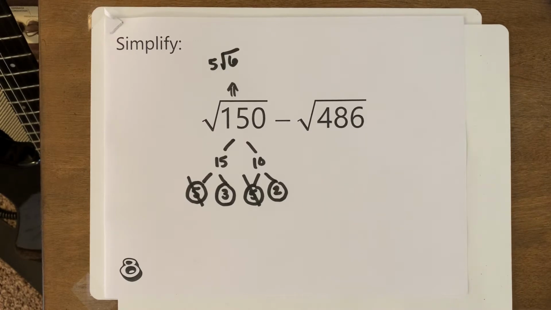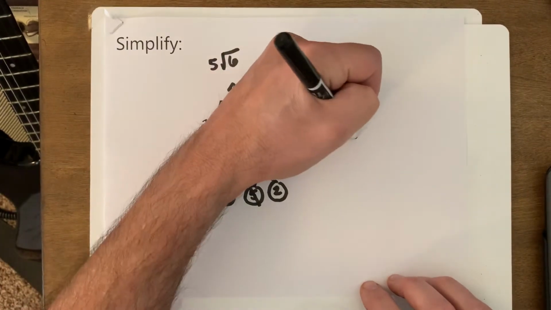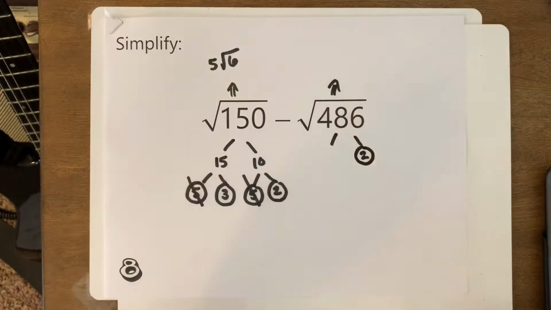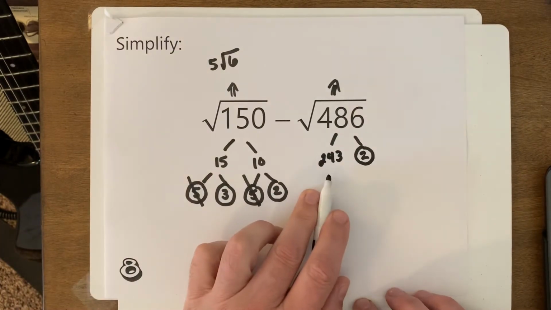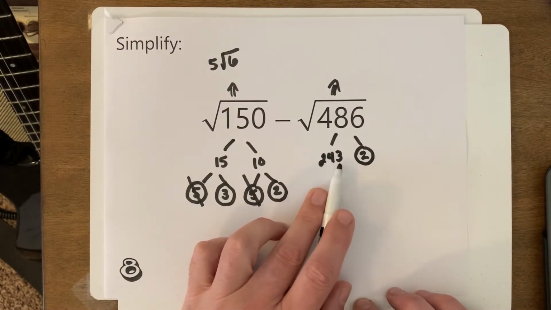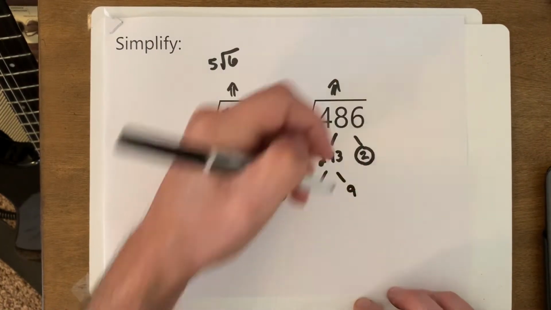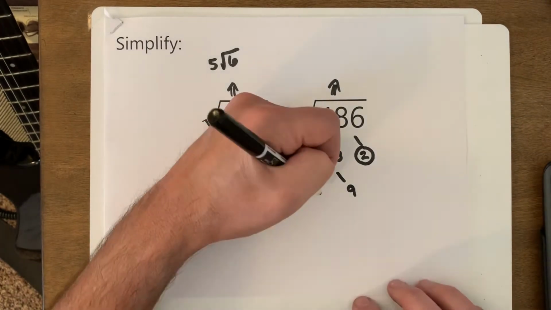So this one, 486 is not a number that's common to me. I don't work with it all the time. So we're just going to start breaking it down. Let's use 2 right from the start. So 486 divided by 2 is 243. Now that number I have seen before quite a few times. If you add up all the digits, 4, 5, 6, 7, 8, 9, then you know that 9 goes into it. So 243 divided by 9 is 27.